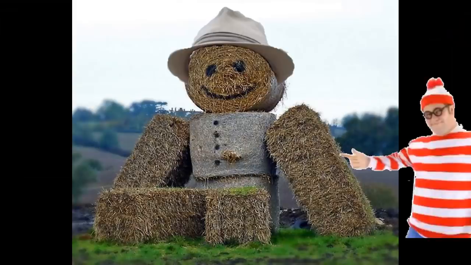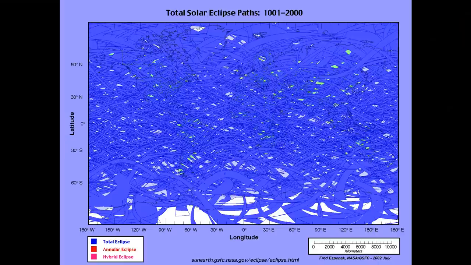Straw man alert. That is your conjecture, your debunking. The real world knows eclipses happen all over the globe. Just have a look where they were from the year 1000 to the year 2000.